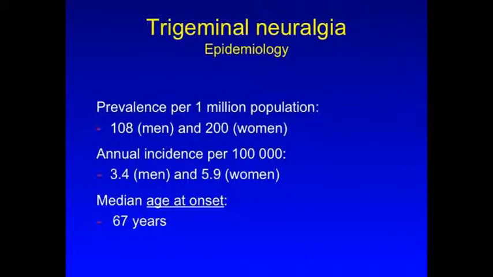Now, if you look at the prevalence, it's not that prevalent, right? Compared to migraines and tension headaches, it only affects around 200 people in 1 million. The annual incidence is around 3 to 5, or 3 to 6, I would say. It occurs usually in the elderly population. So if you have a young patient with trigeminal neuralgia, always think of secondary etiologies. You need to be aggressive in the evaluation of a young patient.